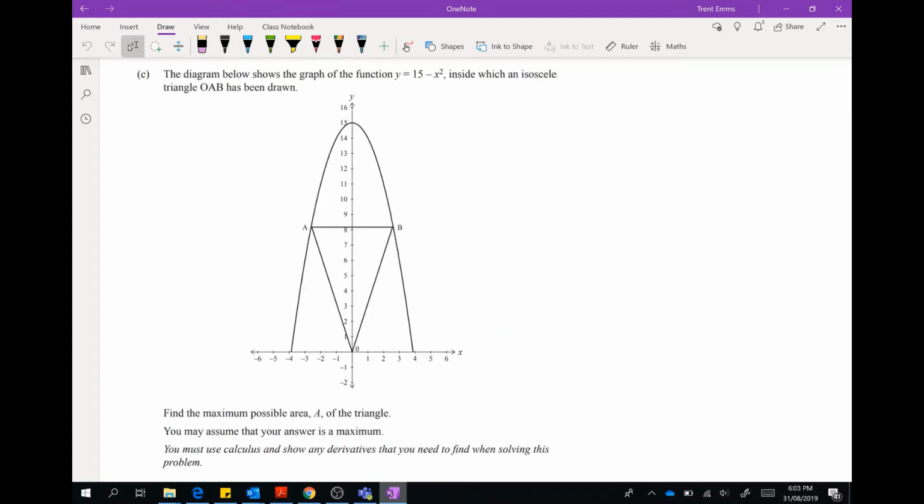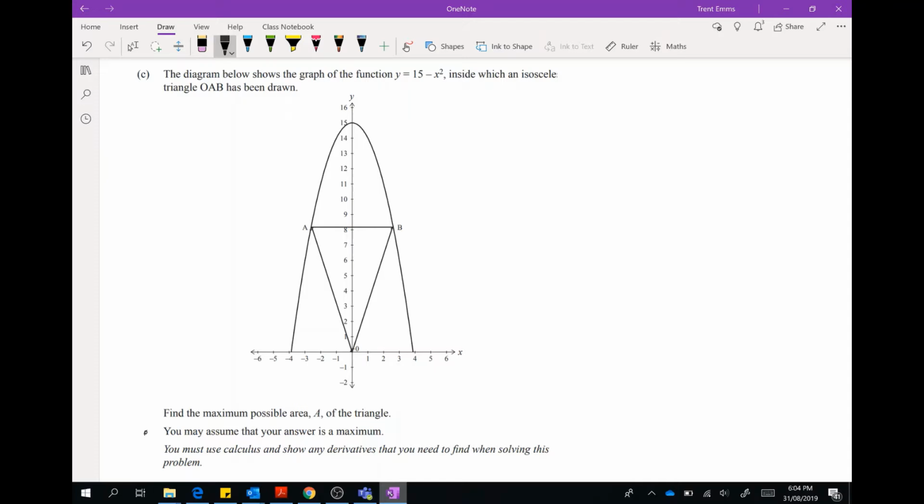Part C, the diagram below shows the graph of the function y equals 15 minus x squared, so that's just the parabola bit around the outside there, inside which an isosceles triangle OAB, that triangle, has been drawn. Find the maximum possible area of the triangle. You may assume that your answer is a maximum, so we don't need to prove it's a maximum at the end, which is good. It'll save us some time.